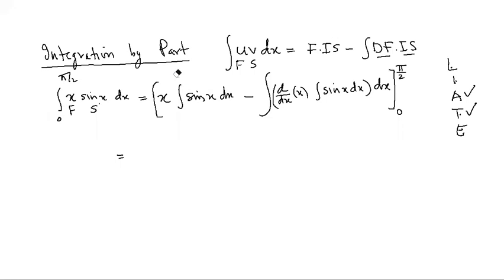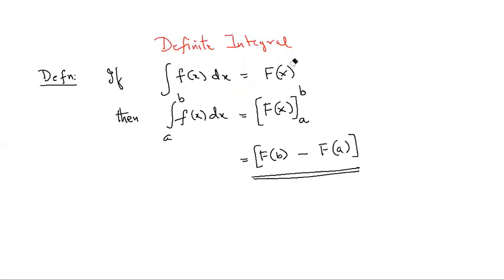You are supposed to integrate completely, then only put the limit, because you remember the definition. Just look at the definition of integration that I told you in the beginning: the integration should be completed. After the integration, we have to replace x by the upper limit minus x by the lower limit. I hope you remember this. Okay.